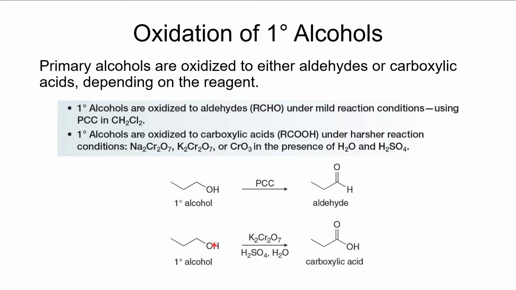And what happens here is that this oxidizes twice. The chromium 6 will oxidize this twice to give you the carboxylic acid. It will, in the intermediate, give you the aldehyde, but then that aldehyde in turn will get oxidized to form the carboxylic acid.